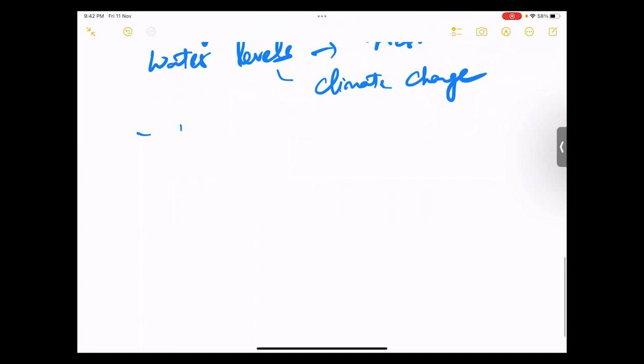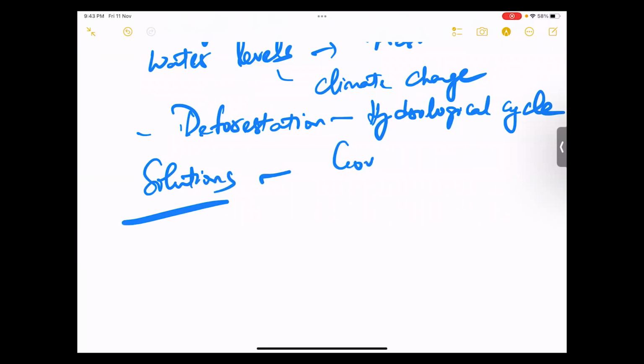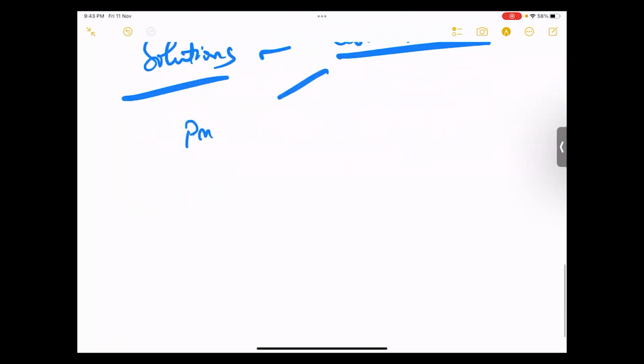And then deforestation impacting the hydrological cycle. So what are the, it's a 250-word question. So what are the solutions? In solutions, you can have what are the government initiatives which are taken. Pradhan Mantri Krishi Sinchai Yojana, per drop, more crop.